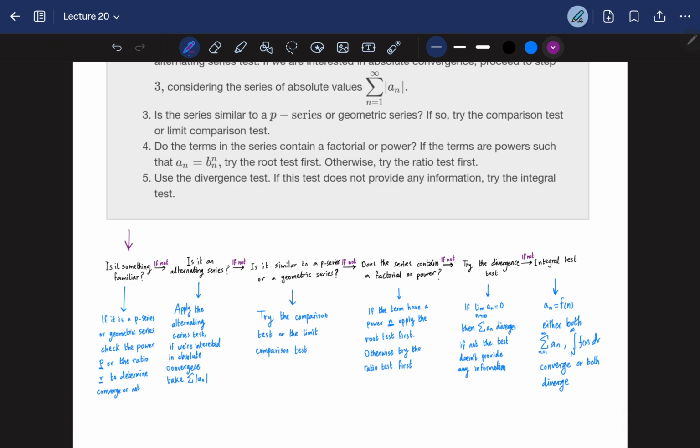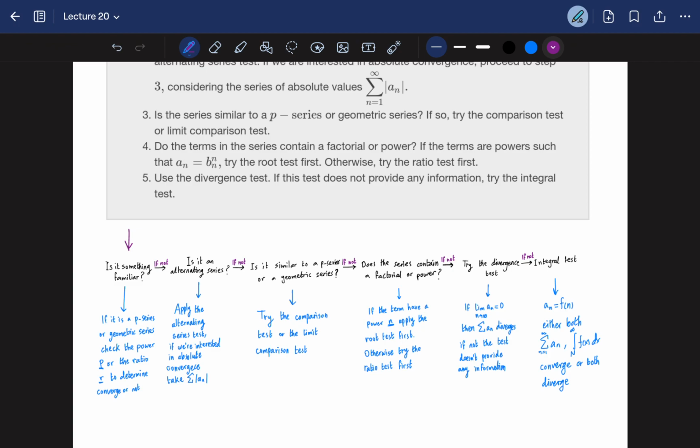If it was a P series, for example, you want to look at the value of your P. If it was bigger than 1, you know that your series converges. Similarly, for a geometric series, you want to look at the ratio. If the ratio is less than 1, then you know that your series converges, and so on.